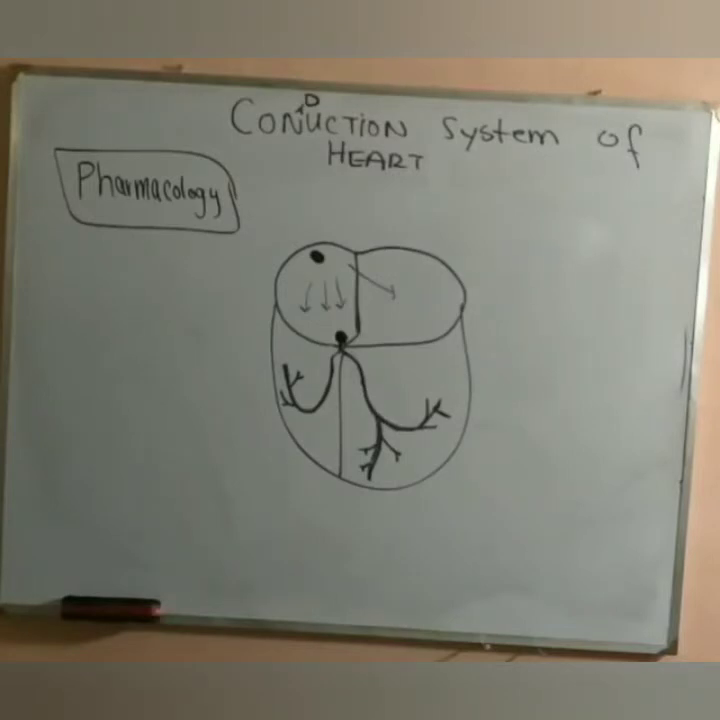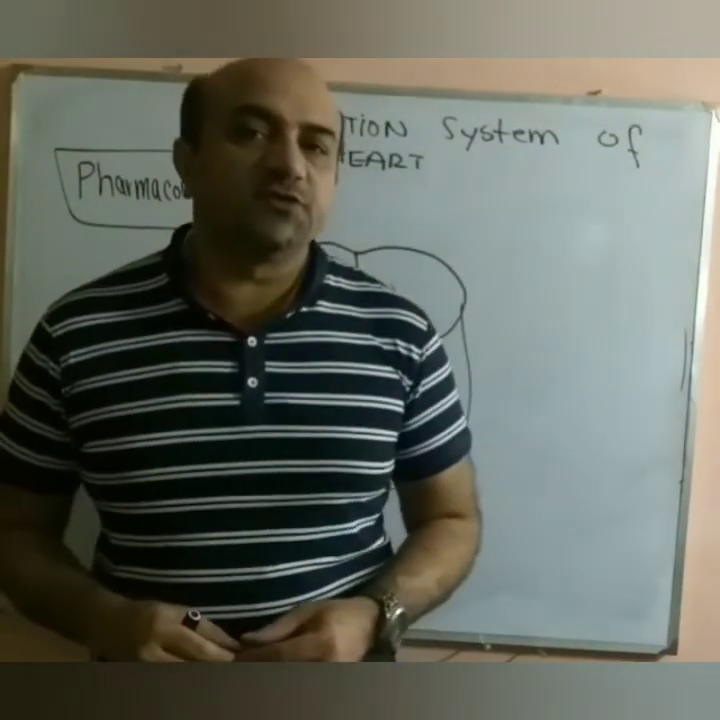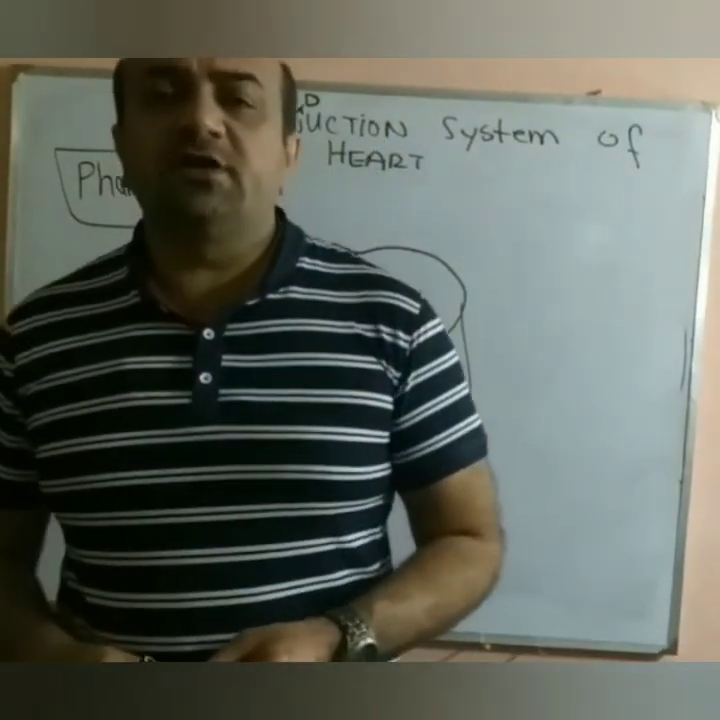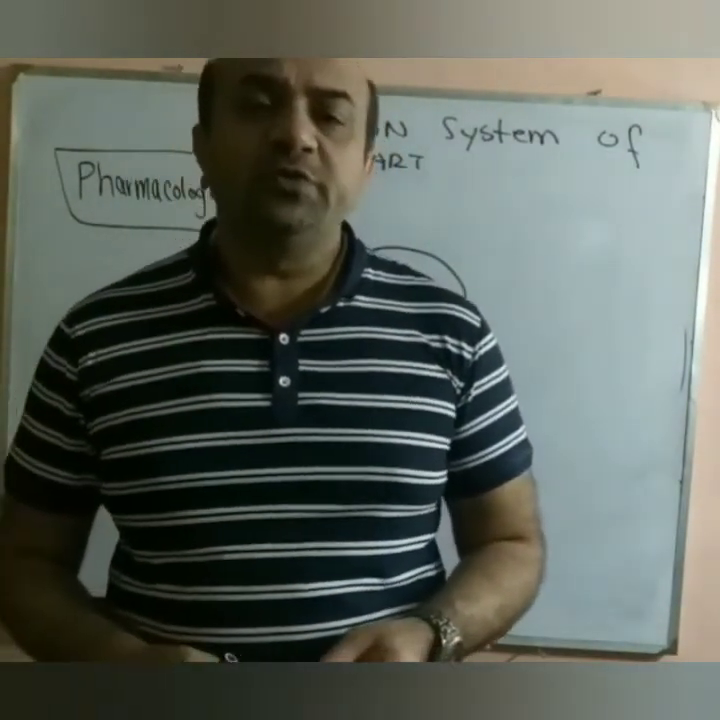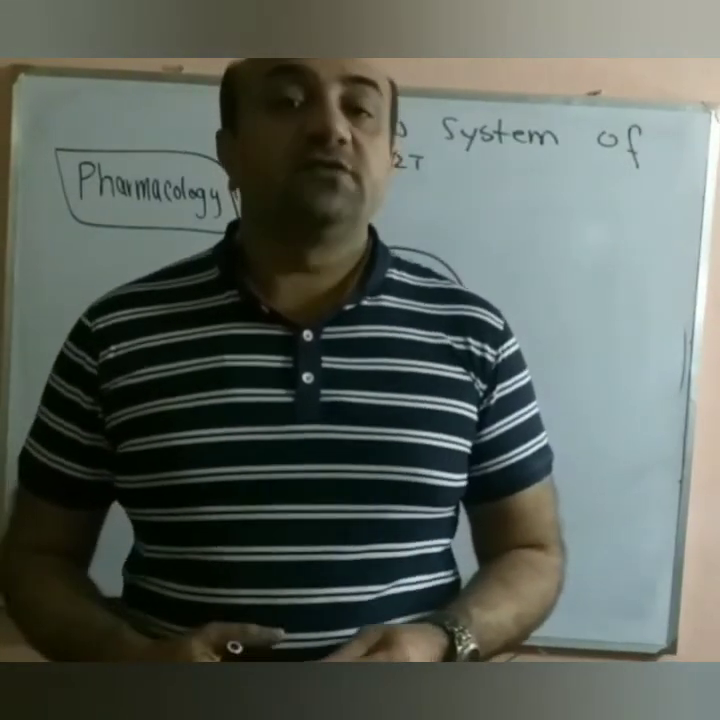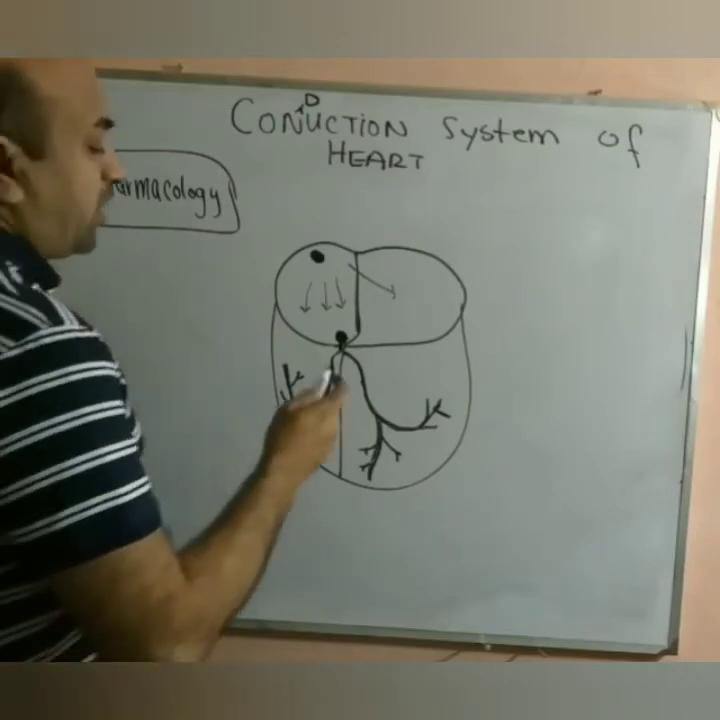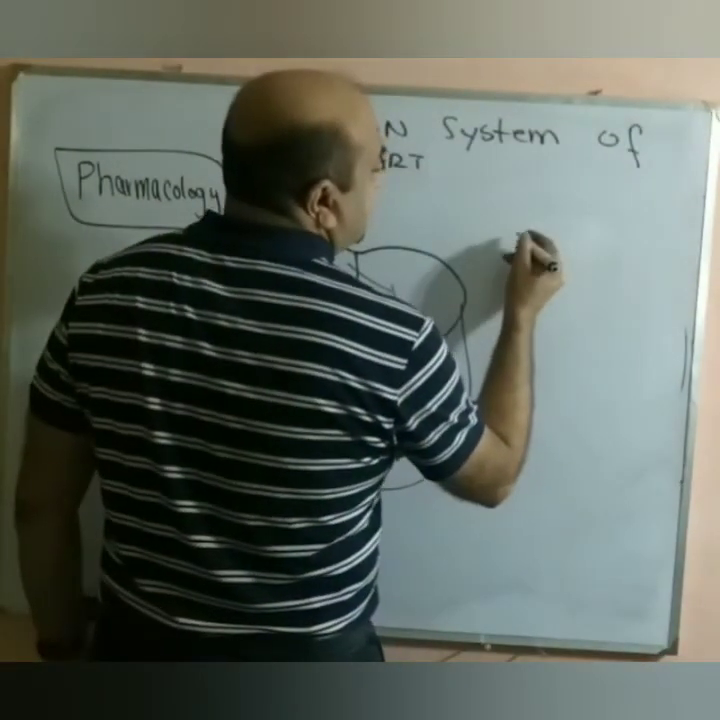Now we are going to talk about the pharmacological association of certain drugs which are somehow associated with the AV conduction system. Are there any medications in a doctor's life which have got something to do with the conduction system of the heart? Yes, there are. Let's see what these major drugs are. One very famous medication is atropine.